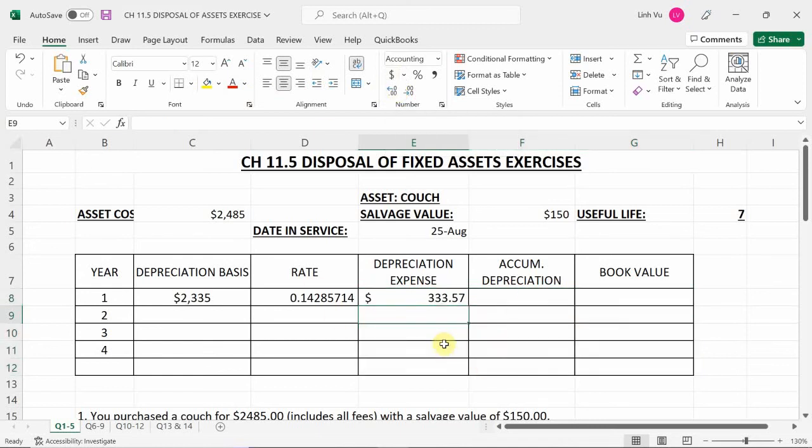Now, is that true for the first year? No. Why? You put it in service on the 25th. So how much can I depreciate this asset for the first year?